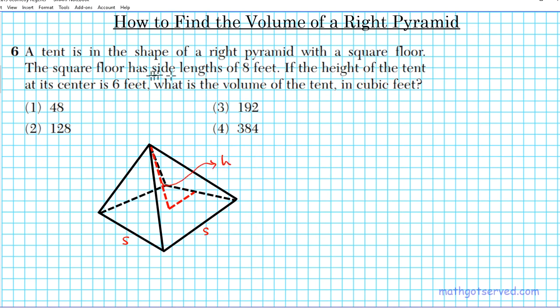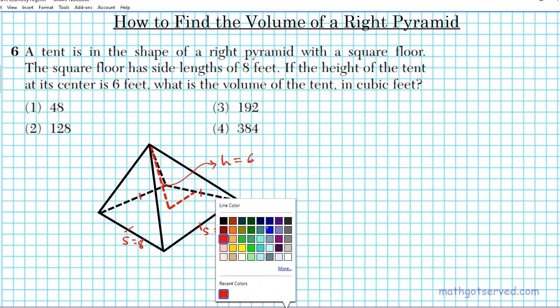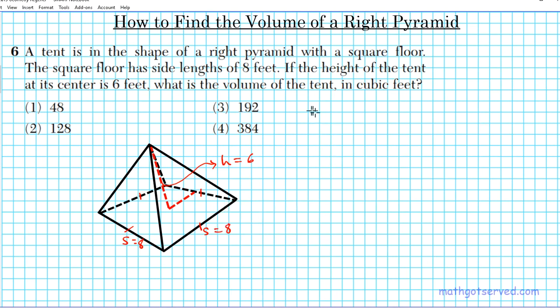Okay, in this problem we're told that the square floor has side lengths 8 feet. So this is 8, and it's 8 all around because all four sides are congruent. That's what a square is. My sketch is horrible, it doesn't look like a square, but that's a square, right? And then the height of the tent at its center is 6 feet, so H is equal to 6. Perfect. So now let's take a look at what the formula is.